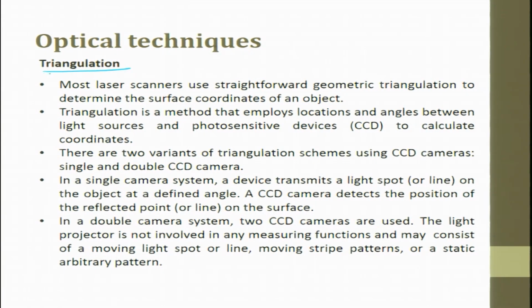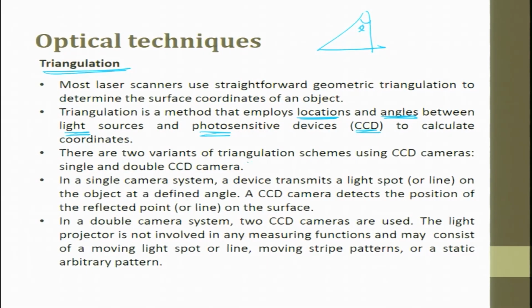The technique which is most commonly used in optical is triangulation. Most laser scanners use straightforward geometric triangulation to determine the surface coordinates of an object. Triangulation is a method that employs location and angle between the light source and the photosensitive device, that is nothing but a CCD, to calculate coordinates. So, please understand, method that employs location and angle between the light source and photosensitive device. Okay, triangulation, angle theta.